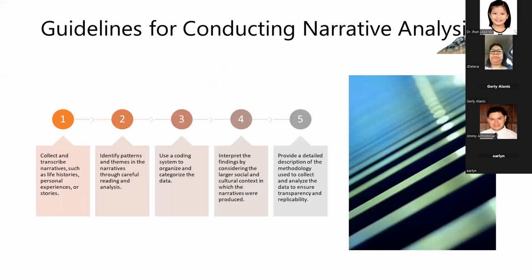Okay, how do we do this? You collect and transcribe the narrative such as life histories, personal experiences, or stories. Remember, it's storytelling. You just ask them, tell me more about this. Okay? Identify patterns and themes in narratives through careful reading and analysis. You highlight events in their life. Right? Beginning, middle, end. So you try to find out, oh, this is a crossroad that they passed. This is another thing that they passed. So it's like a storyline. Okay?